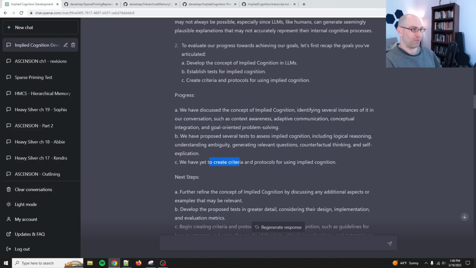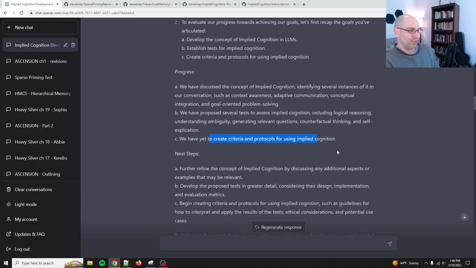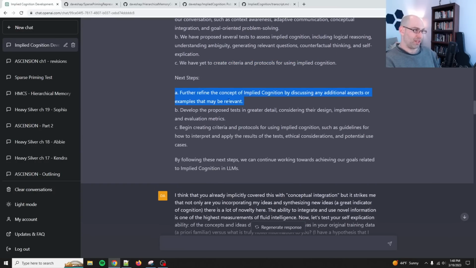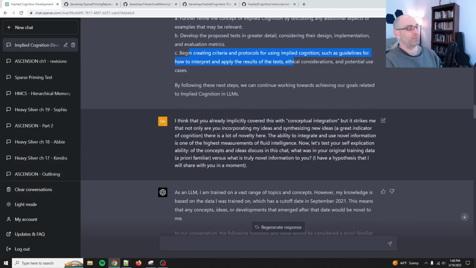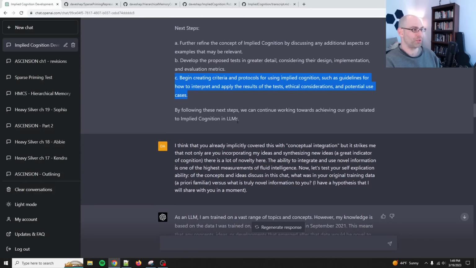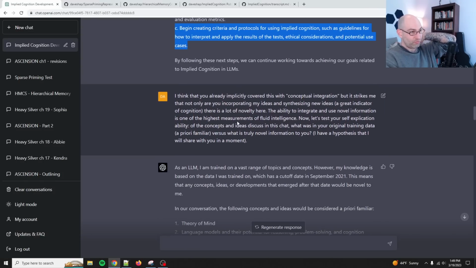We have proposed several tests. We have yet to create criteria. Next steps, further refine the concept, develop proposed tests, begin creating criteria and protocols for using implied cognitions. And we actually didn't get this far. But still, the fact of the matter is it was able to kind of keep track of our goals. And then I made the observation that on conceptual integration, it was incorporating new information, synthesizing new ideas, and novelty.